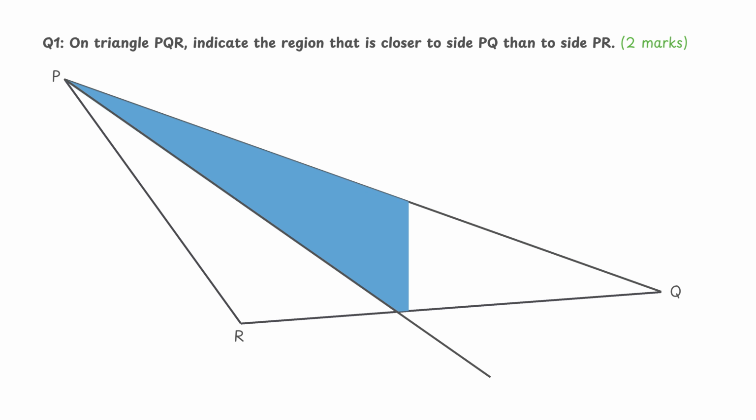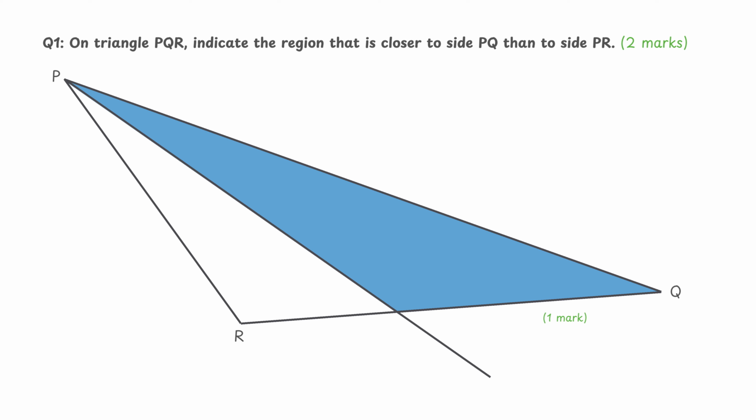Now shade that area clearly. Every point in the shaded region is closer to side PQ. If you picked any point there and measured the shortest distance to each side, the distance to PQ would always be smaller than the distance to PR.